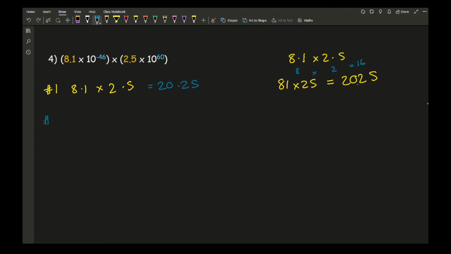And then step 2 is 10 to the power of minus 46 plus 60. And so minus 46 plus 60 is going to give me positive 14. And then step 3 is then 20.25 times 10 to the power of 14.